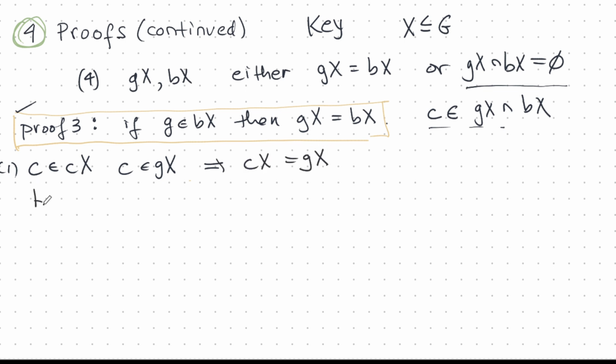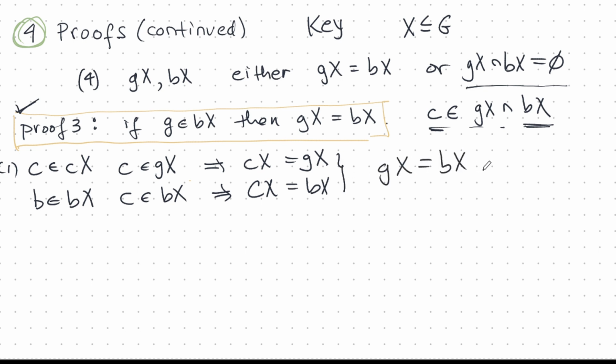Now we can do a similar line of reasoning. b is in bX, but c is also in bX because c is in bX here. And this implies by proof 3 again that cX equals bX. So, okay, combine these two together and you get gX equals bX. That's an amazing proof. So let's try to understand this. If the intersection is not empty, then they are equal.